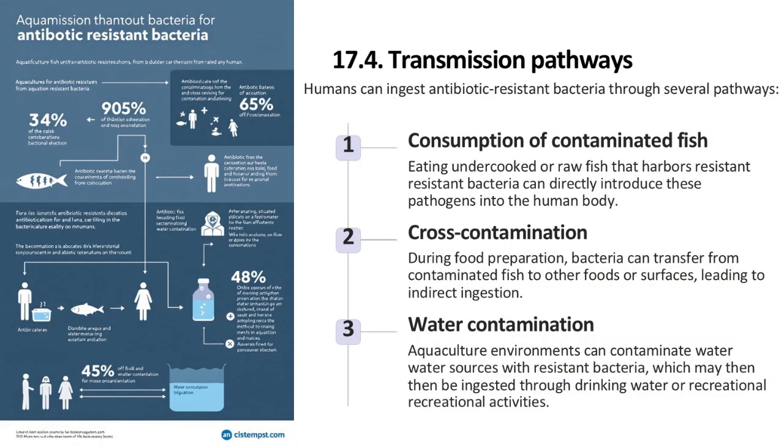17.4 Transmission pathways. Humans can ingest antibiotic-resistant bacteria through several pathways. Consumption of contaminated fish: eating undercooked or raw fish that harbors resistant bacteria can directly introduce these pathogens into the human body. Cross-contamination: during food preparation, bacteria can transfer from contaminated fish to other foods or surfaces, leading to indirect ingestion. Water contamination: aquaculture environments can contaminate water sources with resistant bacteria, which may then be ingested through drinking water or recreational activities.